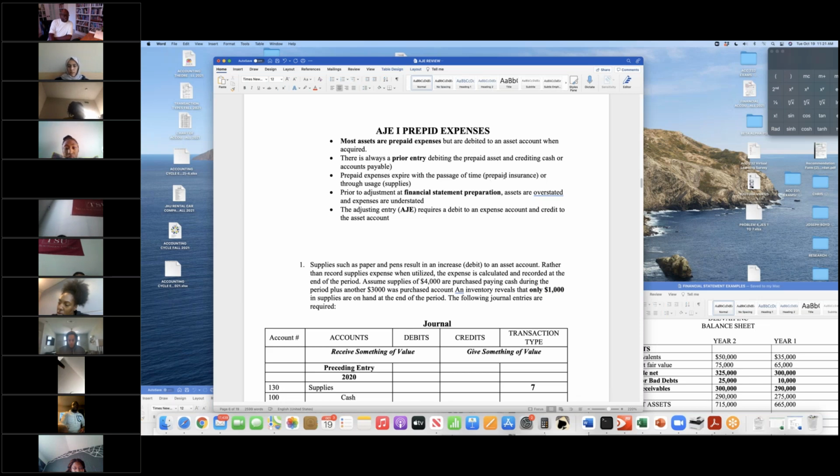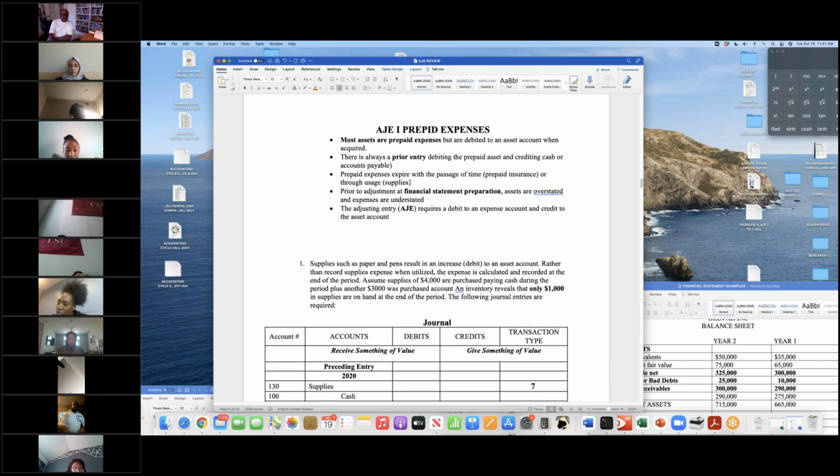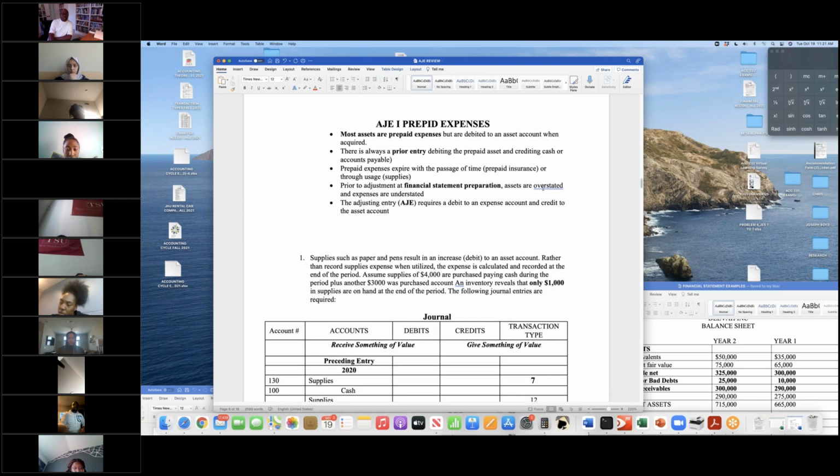They expire with the passage of time, such as insurance or equipment, or through usage, such as supplies. If you don't make these entries, the assets are overstated and the expenses are understated. And the AJE is always going to be a debit to an expense account and a credit to an asset account. That's what the AJE is always going to look like.